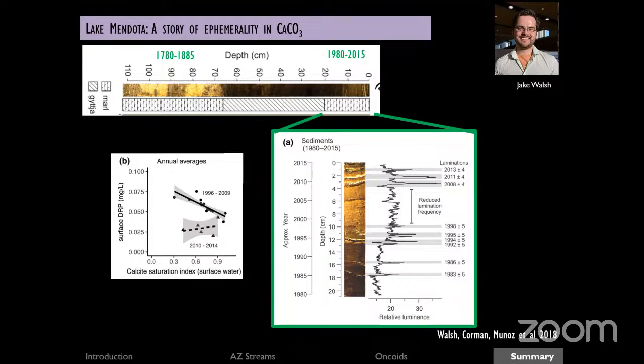if those phosphorus management strategies stop and phosphorus starts to come into the lake again, we suspect that the lake is going to go back to this system where calcium carbonate won't be forming and phosphorus concentrations will increase just that much more.